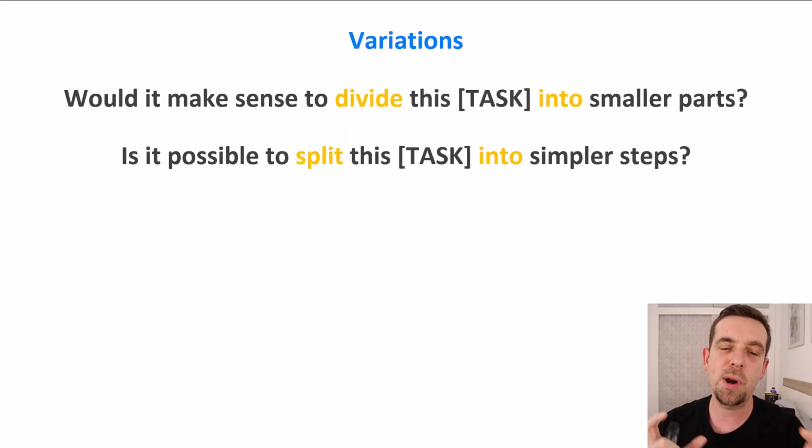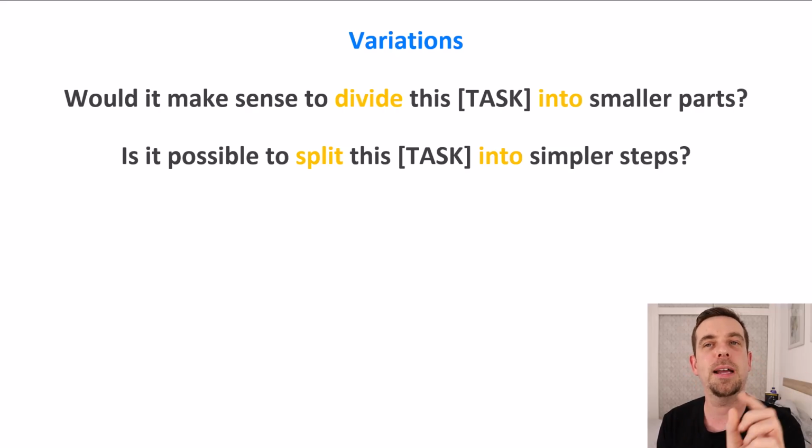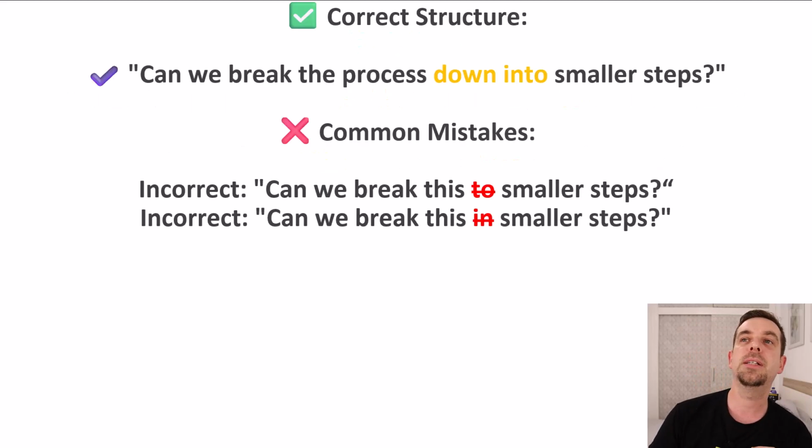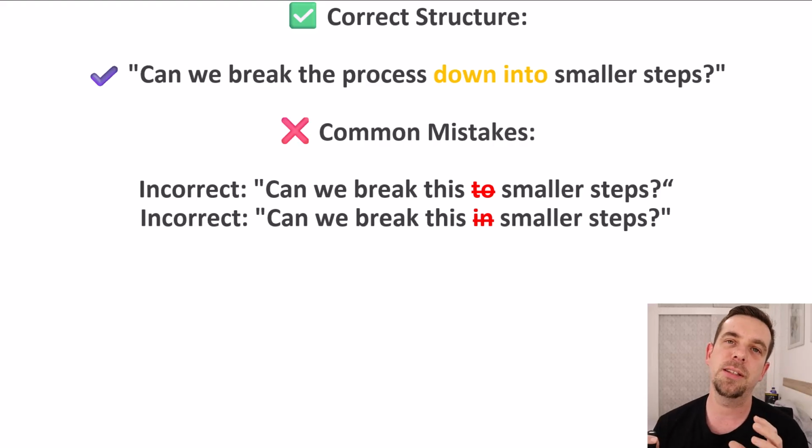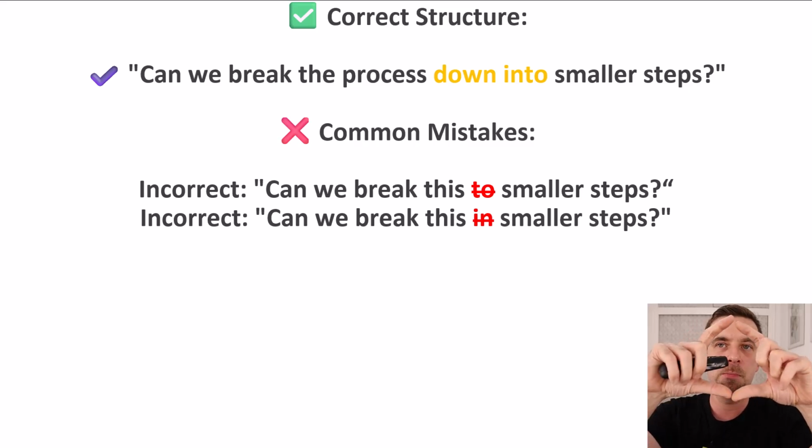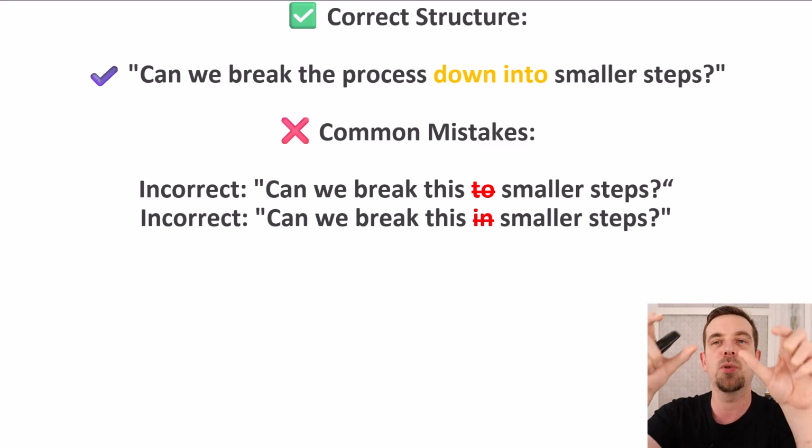Now, with break something down into, we do have two alternatives that are maybe easier to pronounce or use. You can say, divide this task into smaller parts, or, is it possible to split this task into smaller steps? Okay, so split or divide into. Now, it's very important that in English, in this case, the word into is talking about when you have one big task and you separate, you split, you divide, we always use the word into.